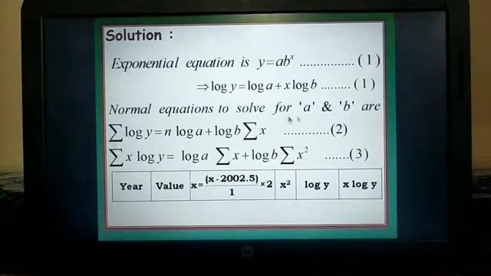Our main idea is to calculate these a and b constants and substitute them either in this equation or in this equation, which will be called an exponential equation or a logarithmic equation. We term it the trend equation.